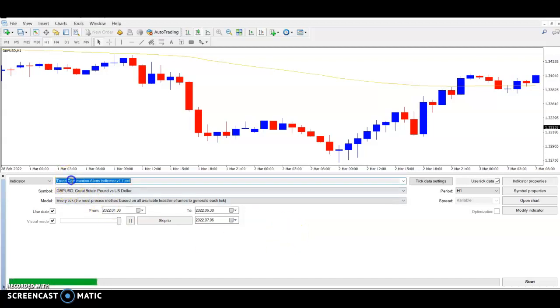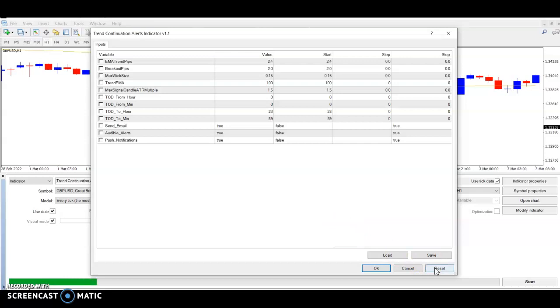Okay, so we have here the trend continuation alerts indicator version 1.1. I'm going to show you how to get the correct settings for your style of trading on the time frame and pair that you use. I'm going to use an example of GBP USD H1. So if we come in here and reset those settings, we have EMA trend pips.